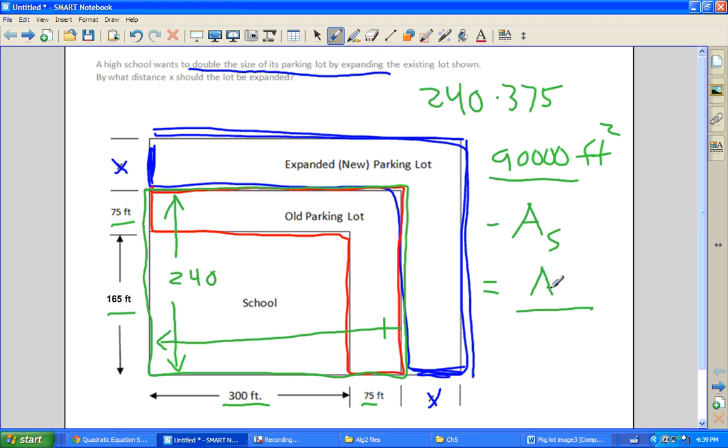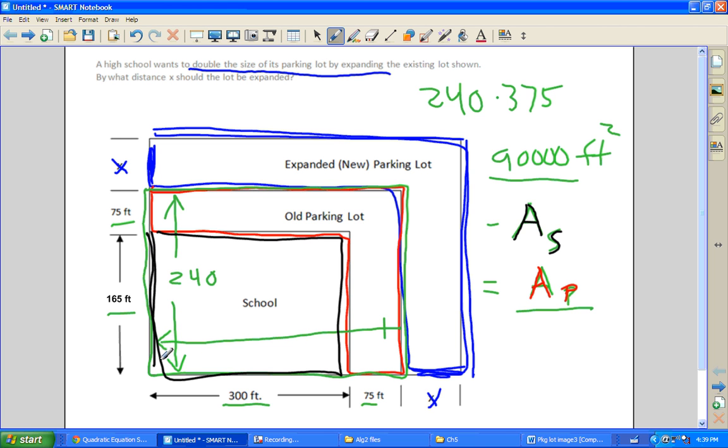I'll call it AP for parking lot. That's the red area. Actually, maybe I'll write it in red. Maybe that makes sense. The red area will be the area of the existing parking lot. The area of the school is going to be this area here in black, and I know that area is going to be 300 times 165. So I subtract out the area of the school, right? The big green rectangle minus the black rectangle gives me the red shape. It's not really a rectangle, but it's the leftover shape. I hope you get that.